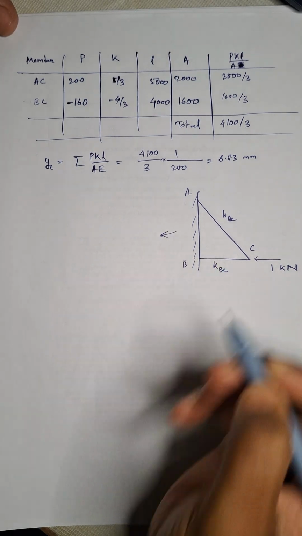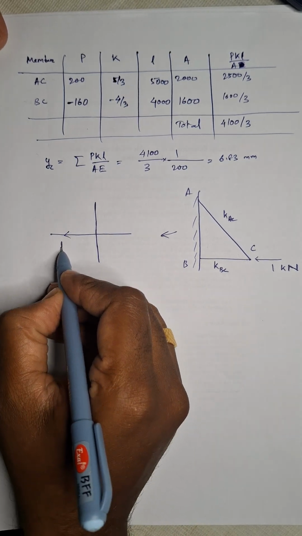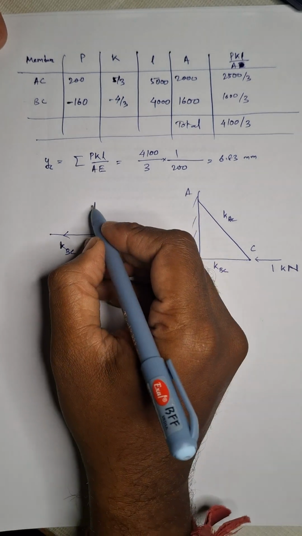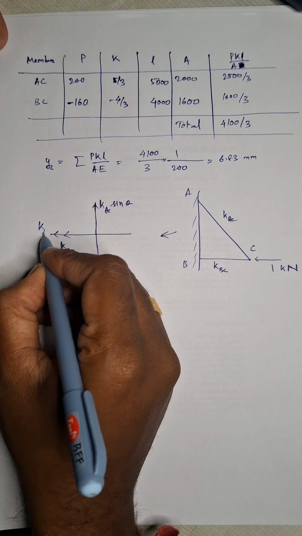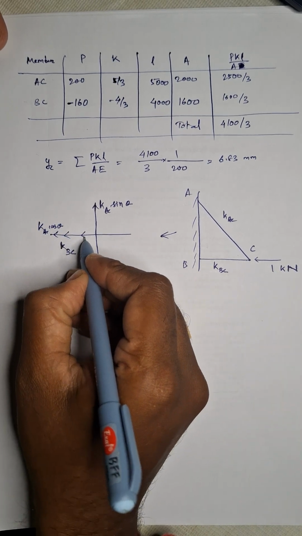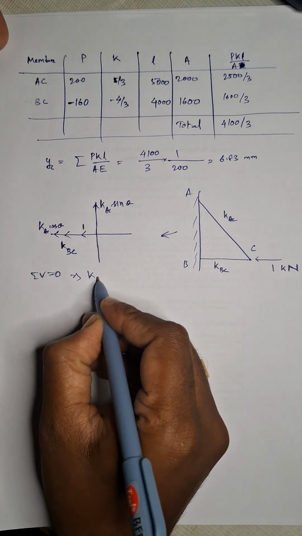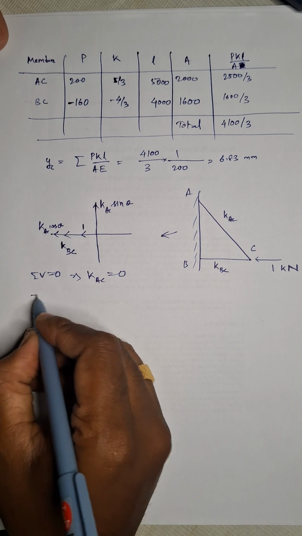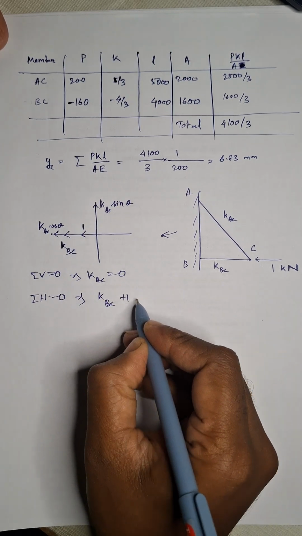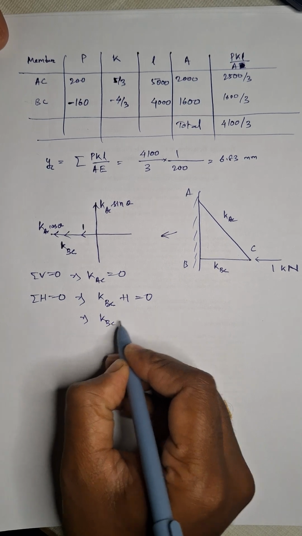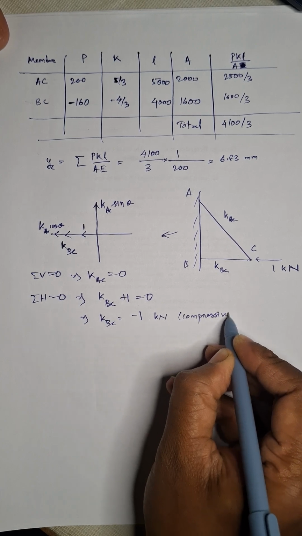Now if I draw the free body diagram again, it will be like this. There is a force applied along this direction at joint C, KBC, and two components of KAC: KAC sin theta and KAC cos theta, and a unit 1 kilonewton force applied here. From summation of vertical forces equal to 0, we get KAC is equal to 0. If we take summation of horizontal forces equal to 0, then KBC, KAC is already 0, plus 1 is equal to 0. So we get KBC is equal to minus 1 kilonewton, which is compressive in nature.